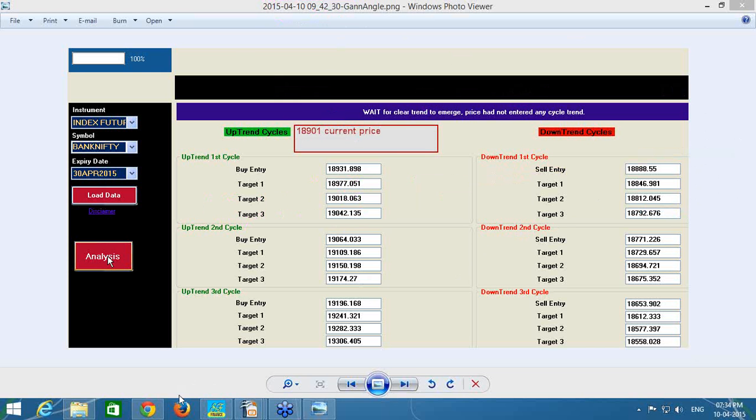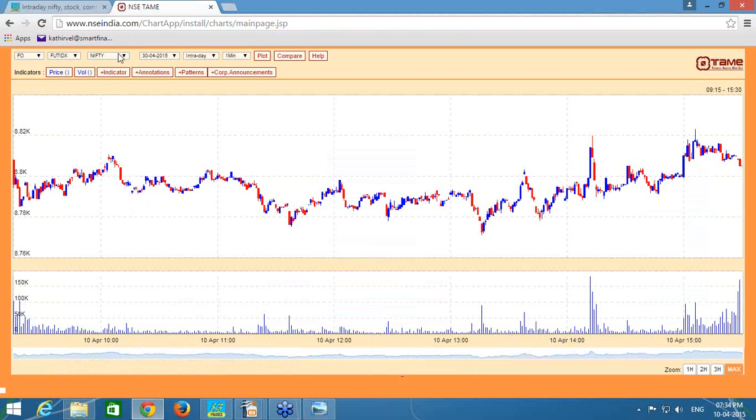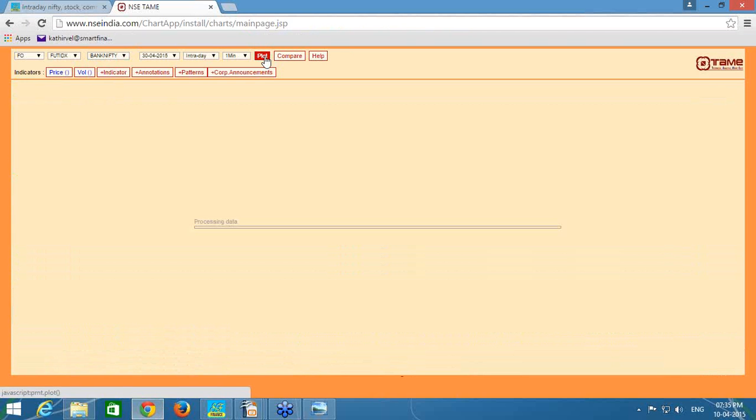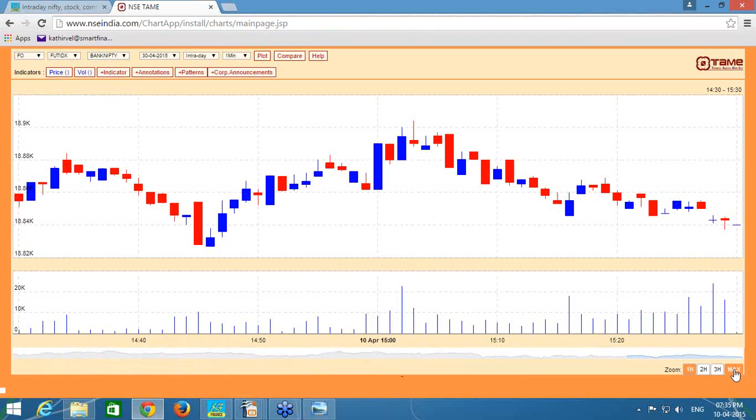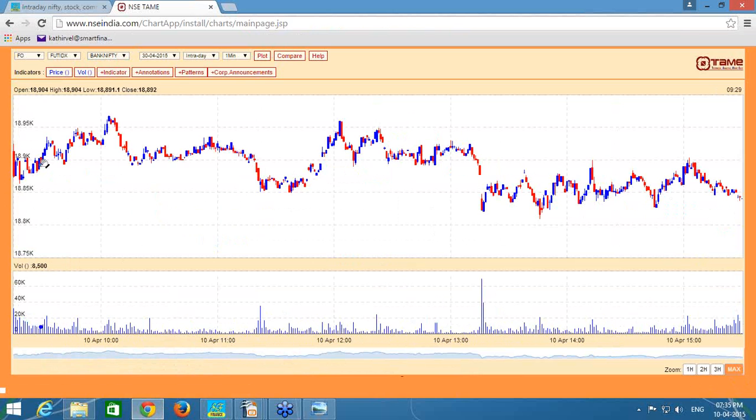Let us load this particular chart here, Bank Nifty. Post 9:42, what price action has happened? I am taking it from the NSE. It has not entered any cycle till 9:42. When I took the reading, it had not entered any cycle in my software, when I took this reference.